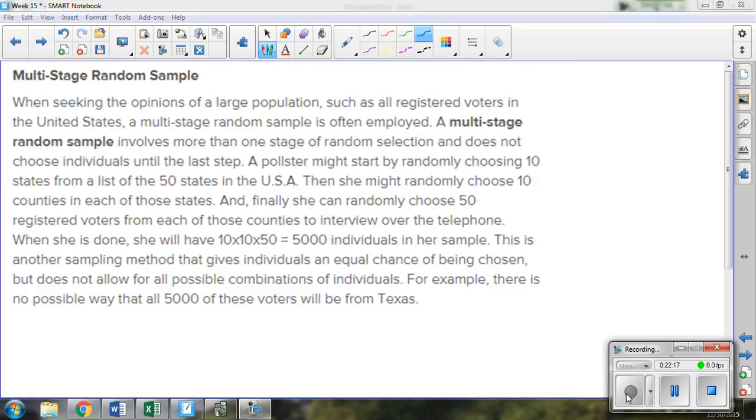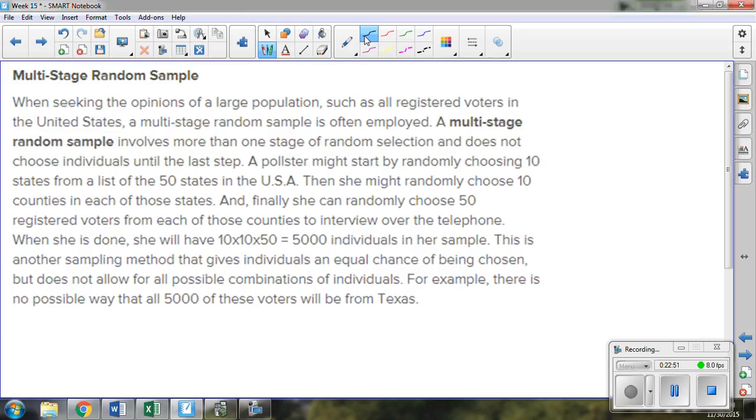The next one we have is multi-stage random. The key characteristic of a multi-stage random is that there are multiple levels of random selection. For instance, let's suppose you're curious about the average number of kids people have in the United States.